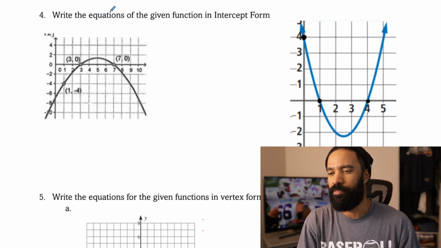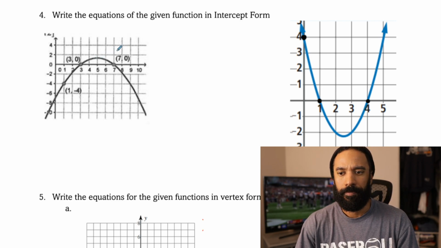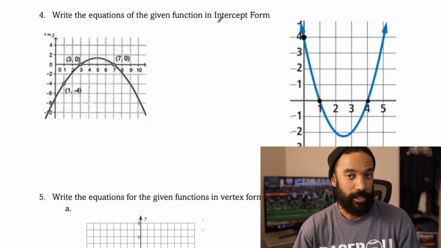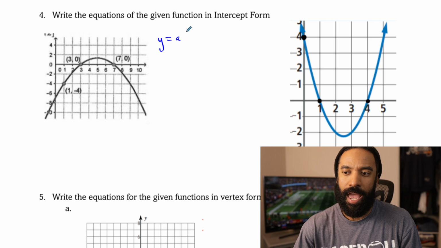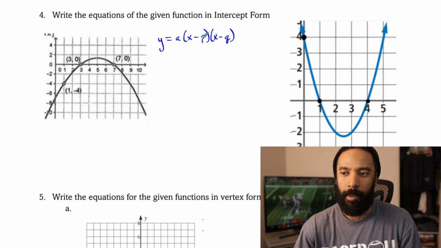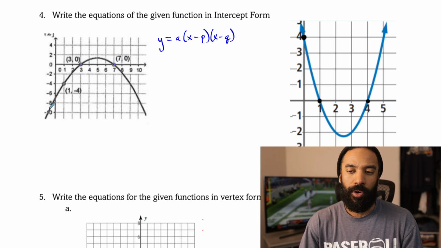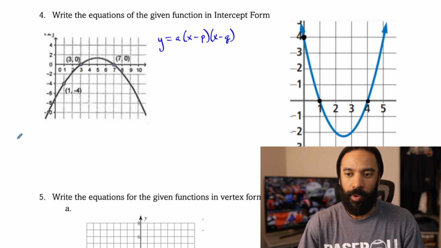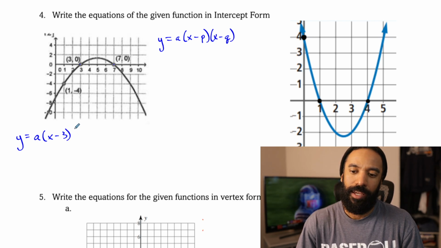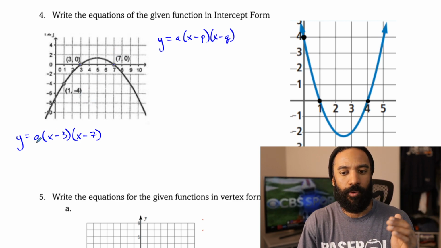Number 4, write the equations of the given function in intercept form. In order to do this, they said intercept form, which is also factored form. So this is going to be our a times x minus p times x minus q. Our goal is to come up with the p and q, which are our x-intercepts, which are these two right here. It doesn't matter which one's which as far as p and q goes. So our equation right now will look like y equals a times x minus 3 times x minus 7. Those two intercepts there. What's important now is to find out what this a value is.